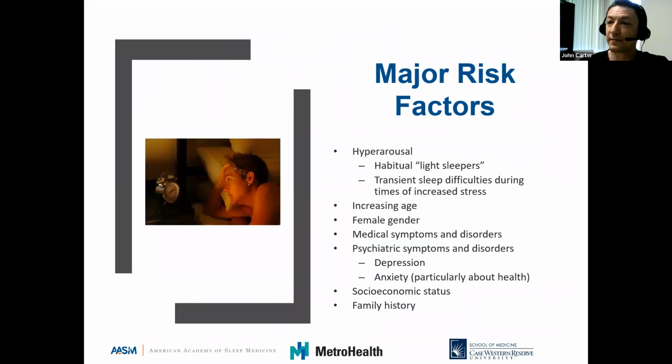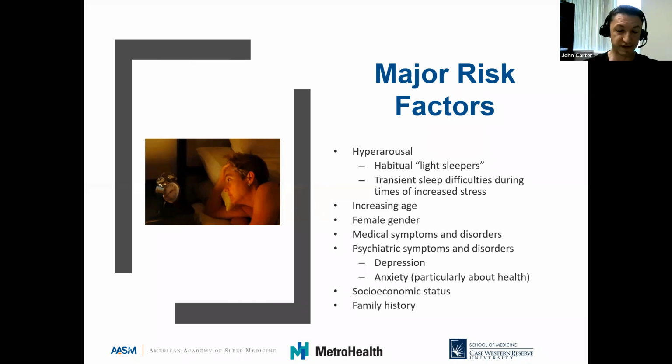There are several major risk factors that have been identified in terms of the likelihood of developing insomnia. Insomnia is overrepresented in women compared to men. The prevalence of insomnia tends to increase with age. That's not 100% a reliable finding, and that association tends to diminish as you control for other things such as poor health and other medical comorbidities and so on. But in general, there is an increasing prevalence of insomnia with increasing age.